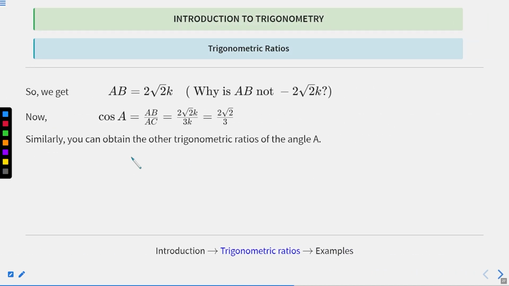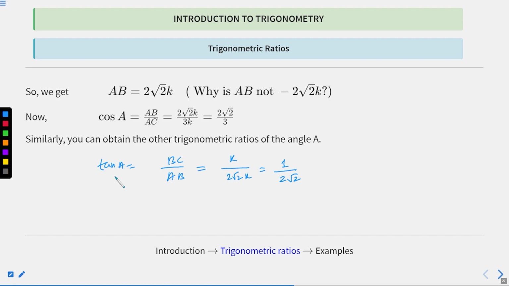So tangent of A is equal to BC by AB. Here the value of BC is equal to K and the value of AB is equal to 2 times root 2K, and this is equal to 1 by 2 times root 2. So tan A is equal to 1 by 2 times root 2. You can similarly find the other trigonometric ratios of the angle A.